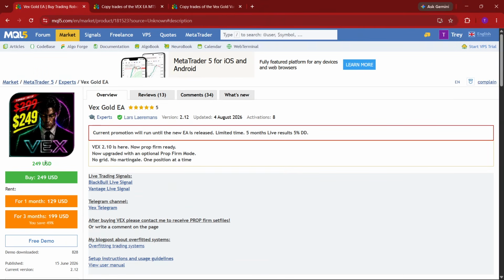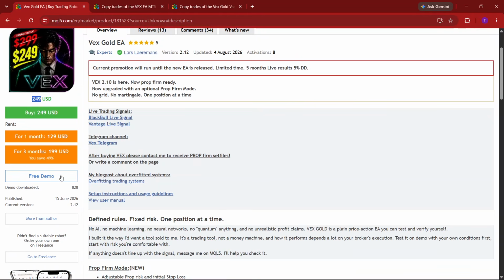Its price is sitting at $249 on promo right now, with options to rent for 1 month at $229 and 3 months at $199. No, we are using the free demo for our backtest.